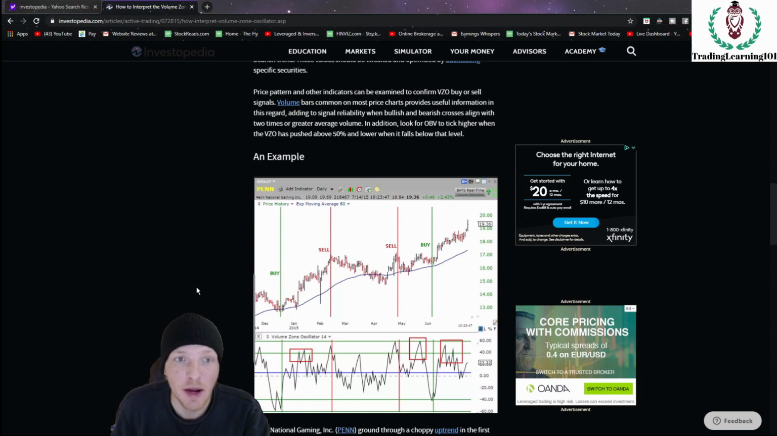Volume bars, common on most price charts, provide useful information in this regard, adding to signal reliability when bullish and bearish crosses align with 2 times or greater average volume. In addition, look for OBV to tick higher when the VZO has pushed above 50% and lower when it fails below that level.